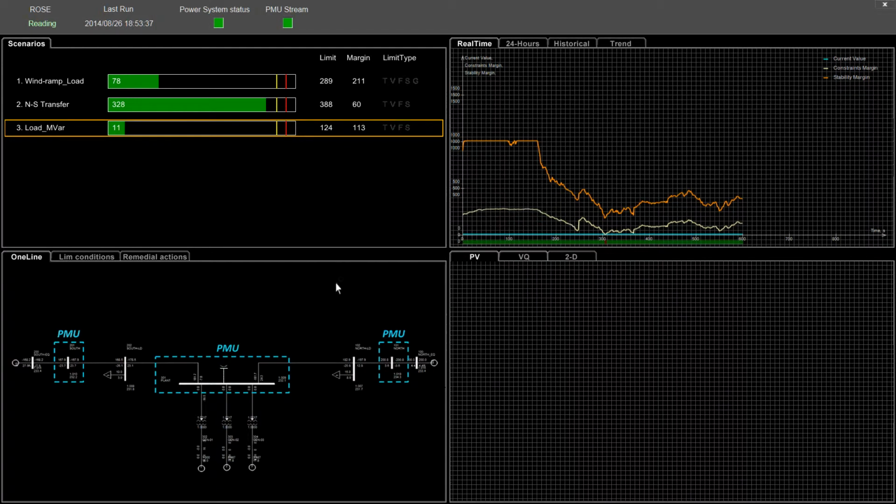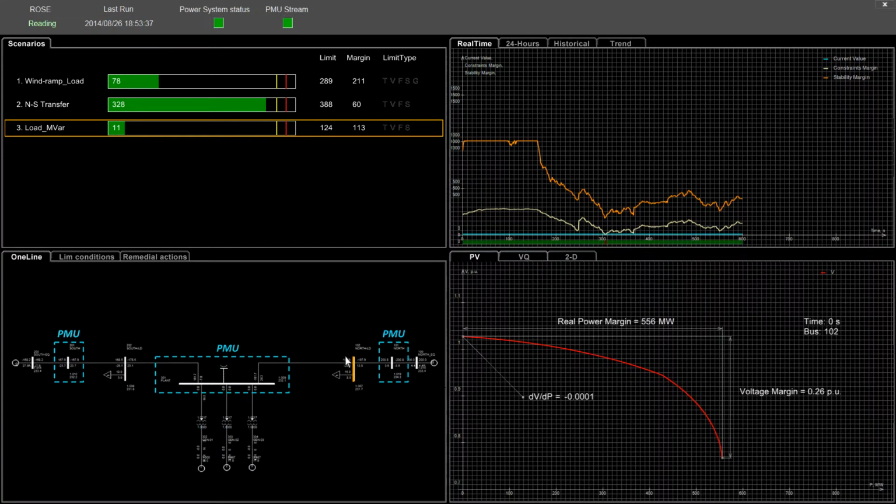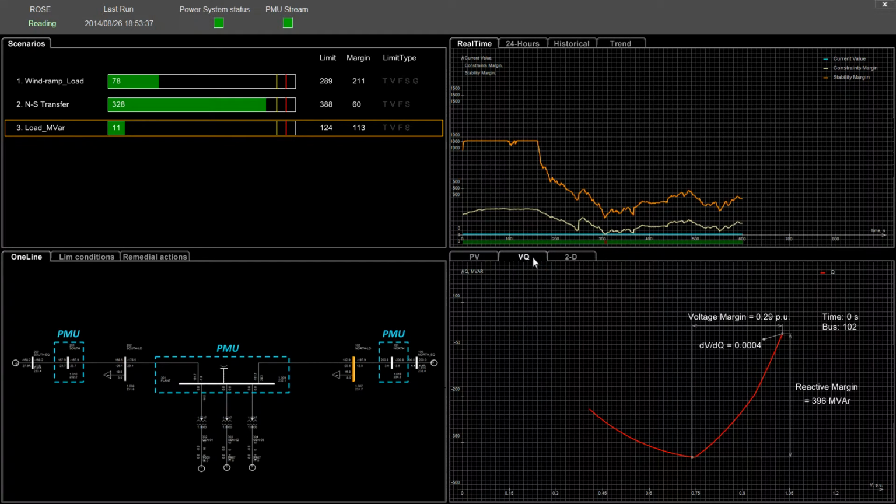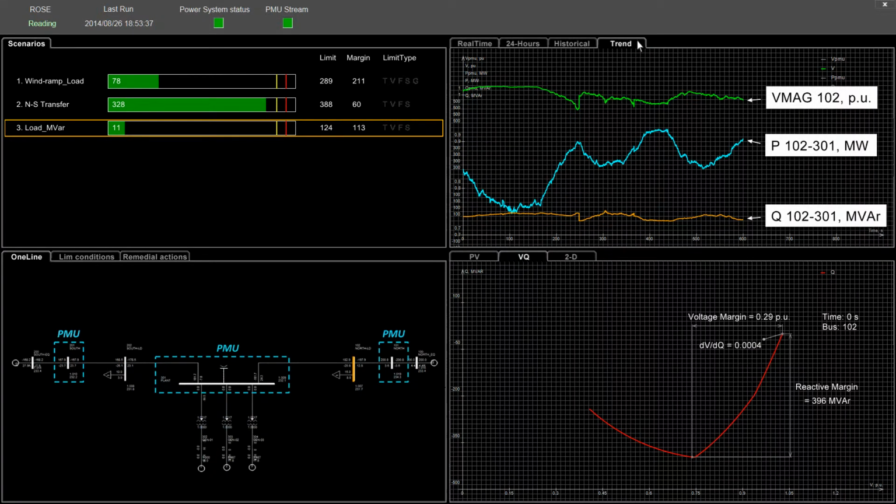Clicking on a bus on the one-line diagram plots PV curves. It also plots VQ curves and computes sensitivities for the selected bus. Clicking on the bus also invokes plotting of trends for the selected parameters.